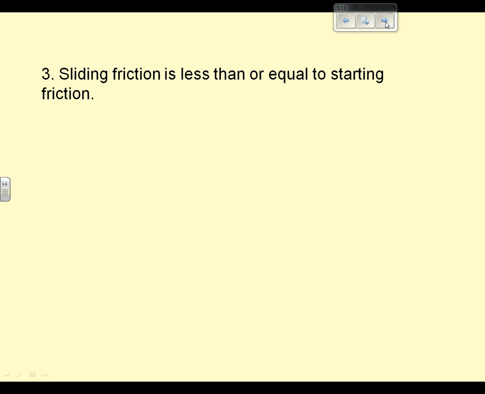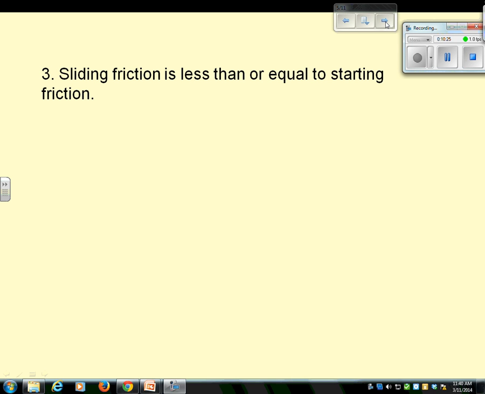Sliding friction is always less than or equal to starting friction. I think we sort of mentioned that already, right? The starting friction is always more.